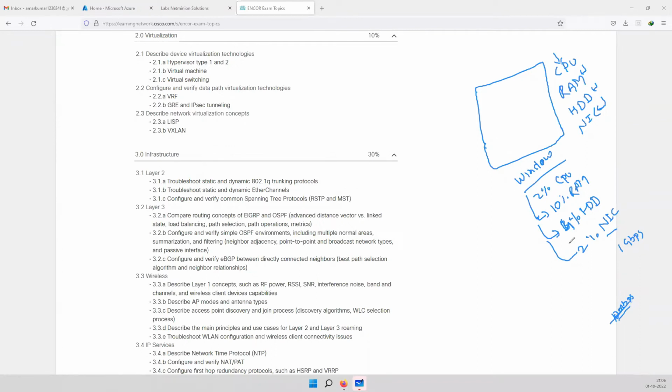Sorry, if you say network interface card, the fiber optic cables are also put in the network interface card, right?